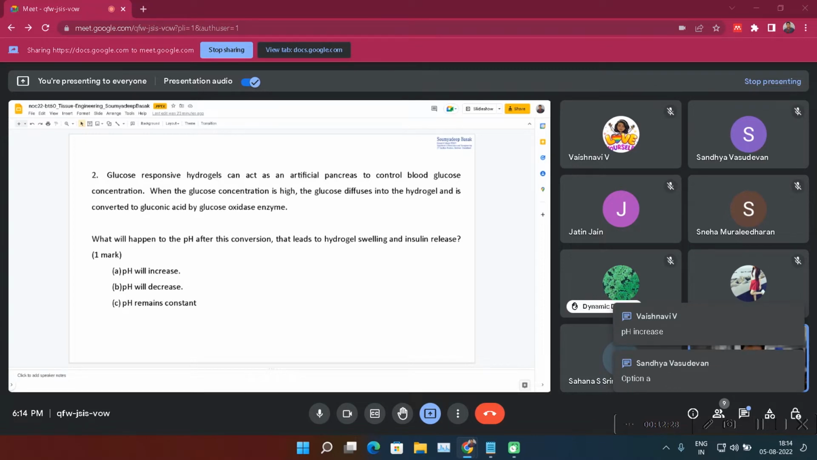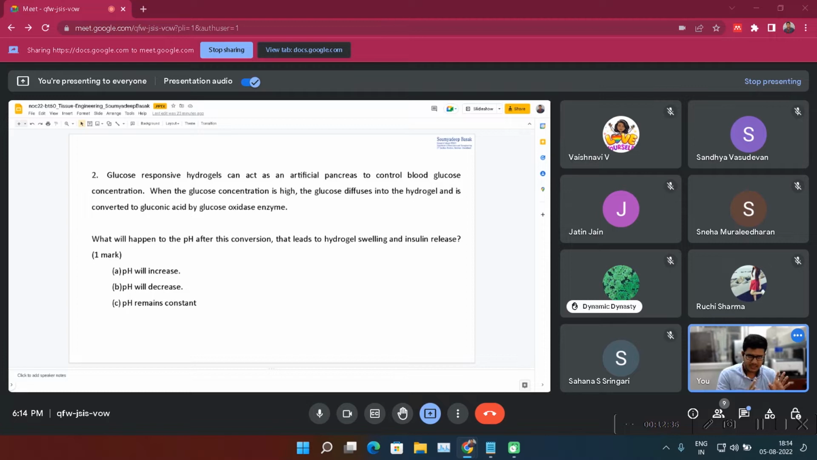Okay, we are getting the responses. I would encourage you to read the question once again. When the glucose concentration is high, the glucose diffuses into the hydrogel and is converted to gluconic acid. It is forming gluconic acid. Yes, pH decreases, acidity increases, right? It is forming an acidic form. Glucose to gluconic acid. So the correct option would be pH will decrease, right?